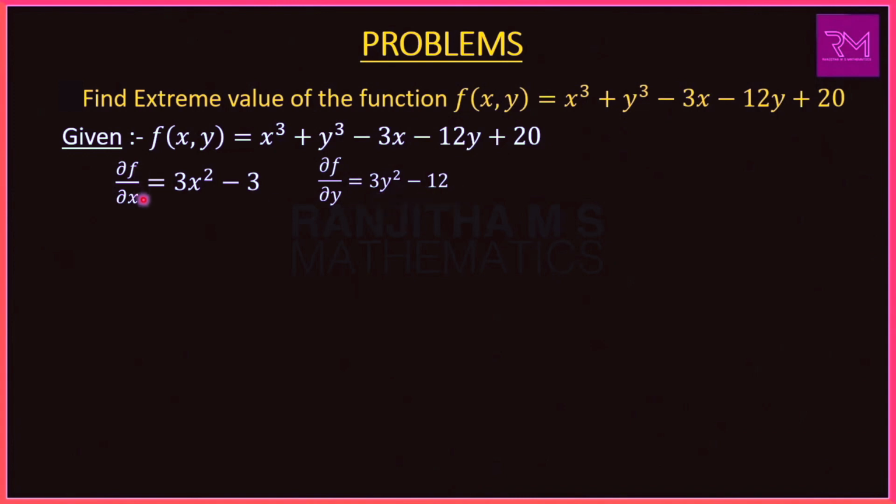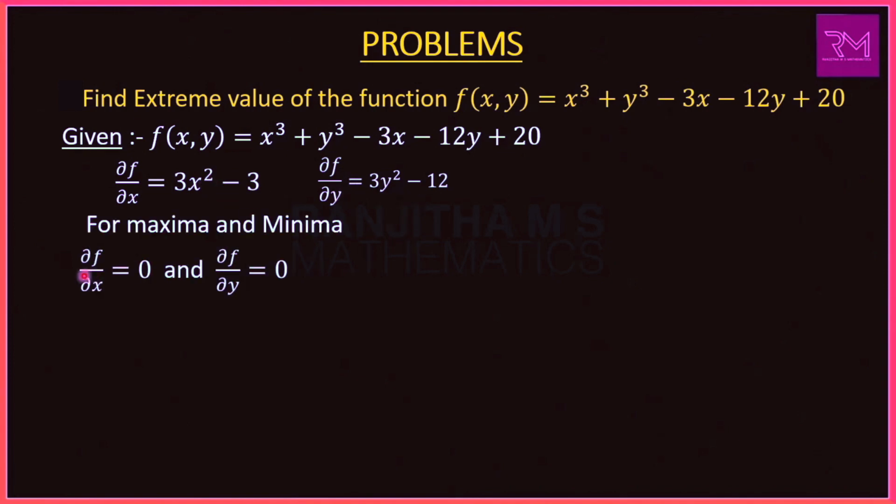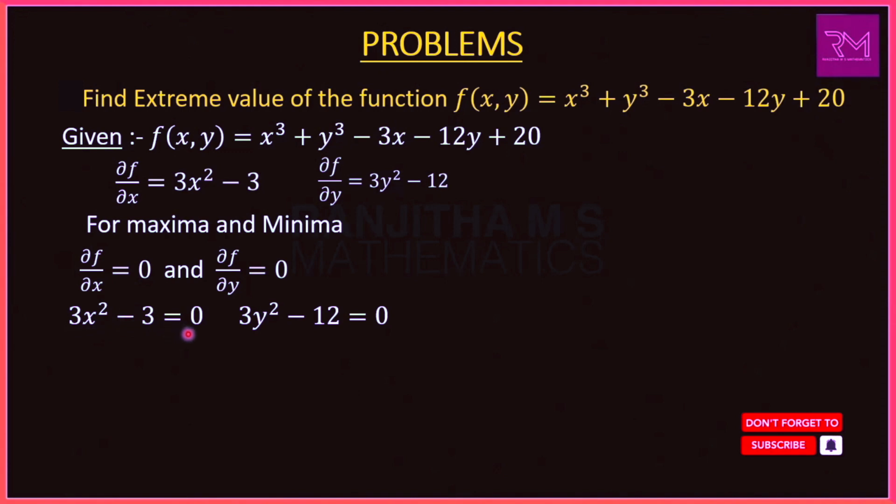After finding del f by del x and del f by del y, we have to equate these two equations to 0 to find the maxima and minima of the function. Del f by del x equal to 0 and del f by del y equal to 0. Here del f by del x is 3x square minus 3 equal to 0, and del f by del y is 3y square minus 12 equal to 0.